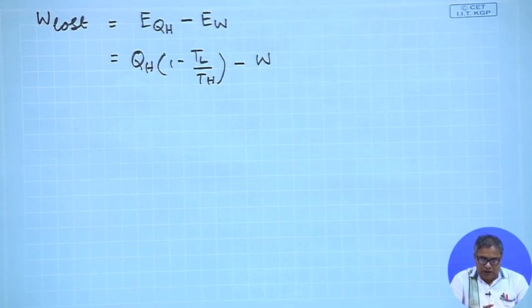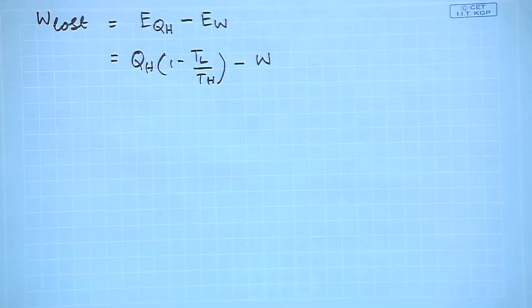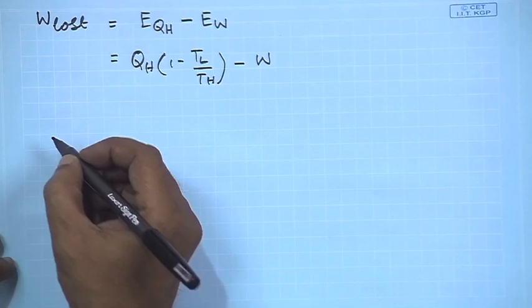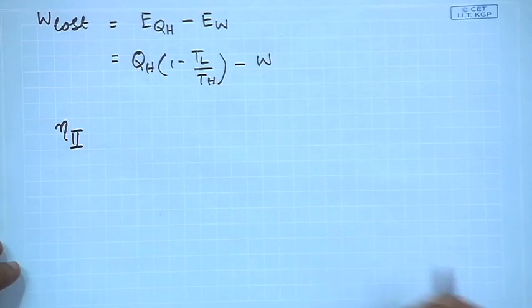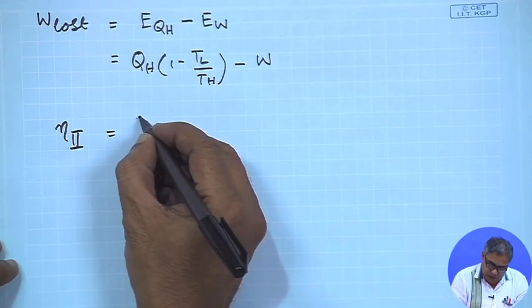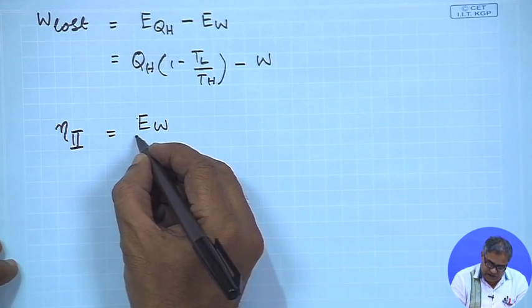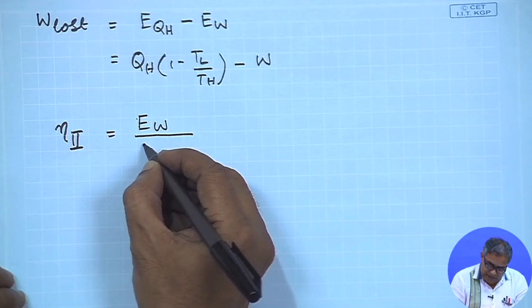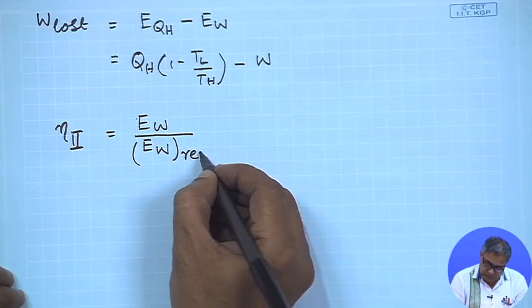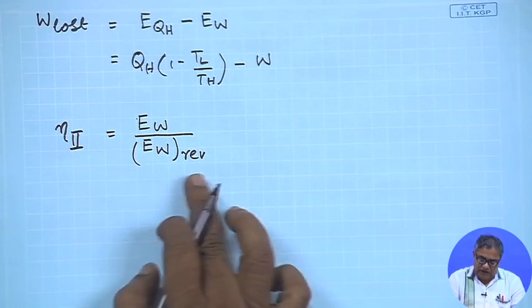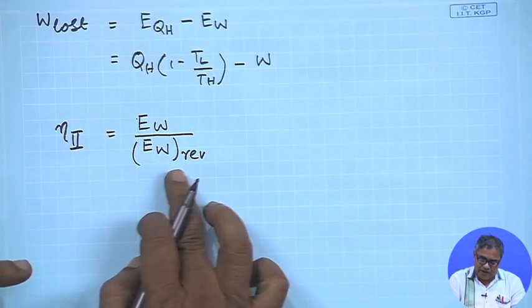So, you see, all the concepts which we have learned in our earlier lecture, the concept of entropy generation and the concept of loss of work, we can apply for a cycle or even for a process. Now, let us define the second law efficiency. The second law efficiency can be defined as EW, the exergy content of work done, divided by EW reversible, basically the exergy content of the reversible work.